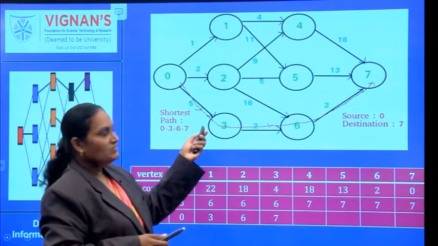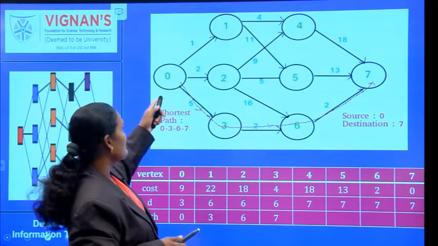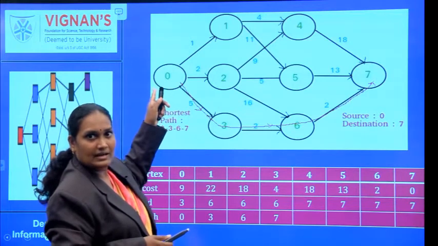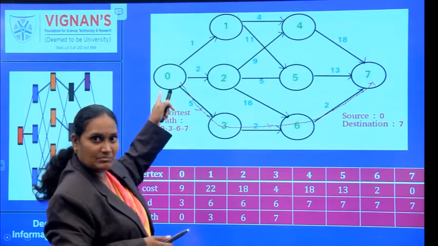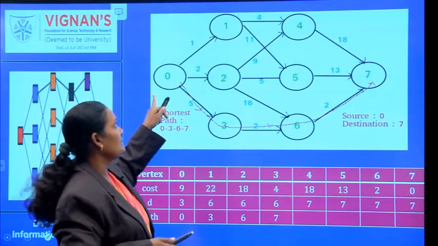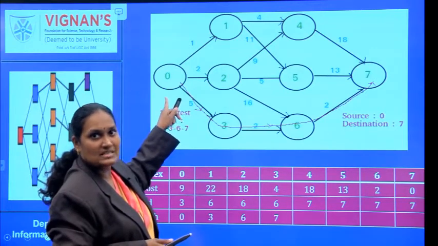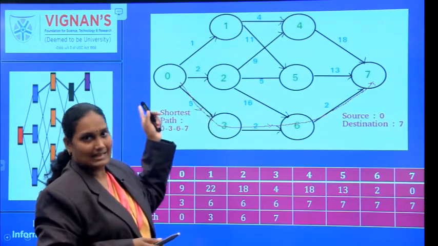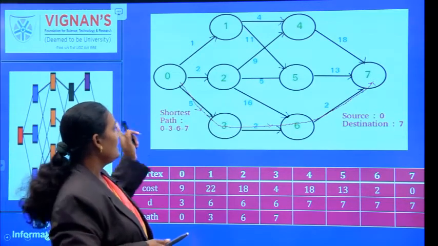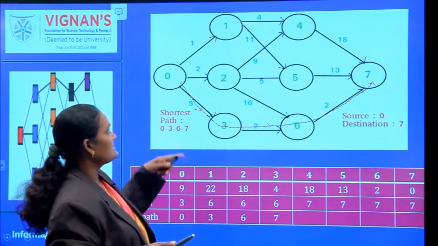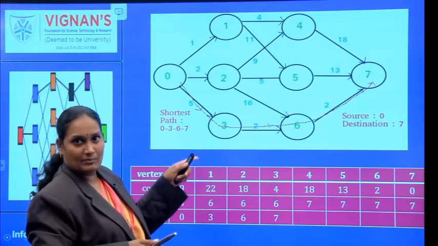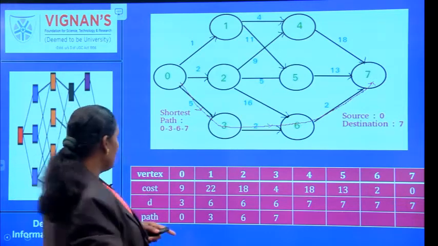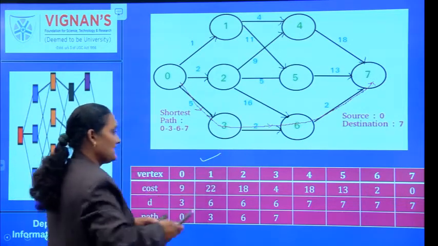Here my graph starts with vertex 0. Since my graph starts with vertex 0, I consider the 0 vertex inclusion in the algorithm that I represented. Now we solve this problem by tabulating the values. Here I am going to tabulate the values like this.